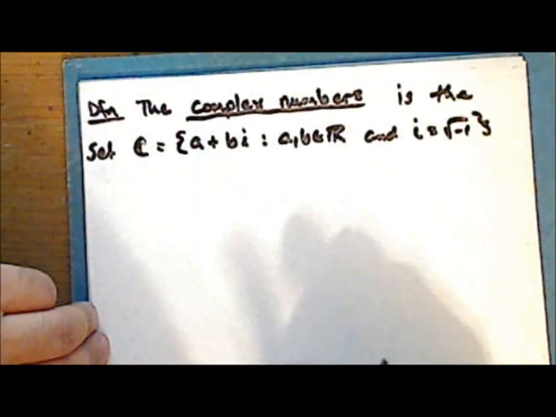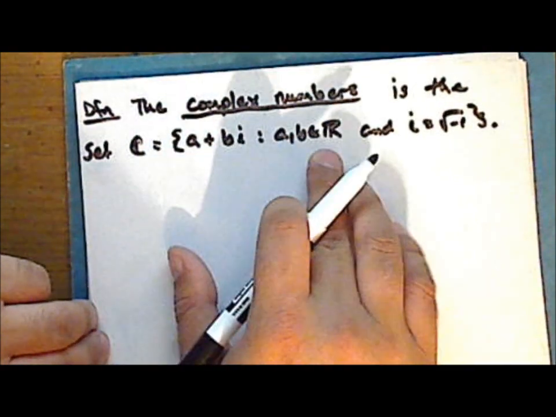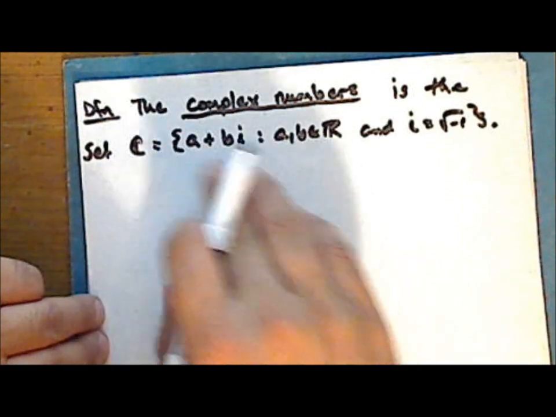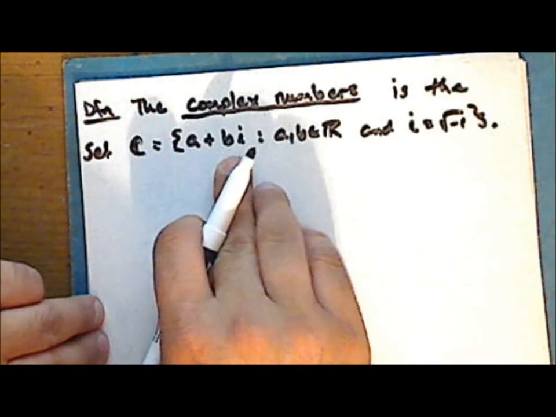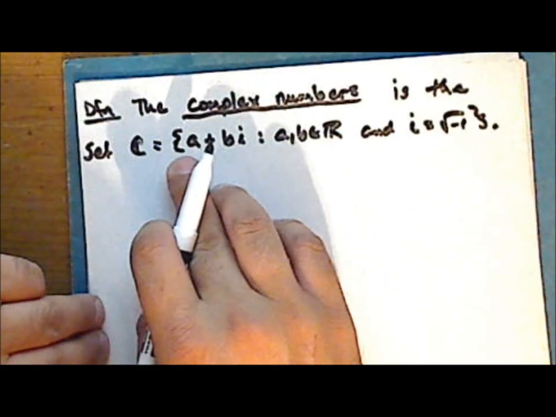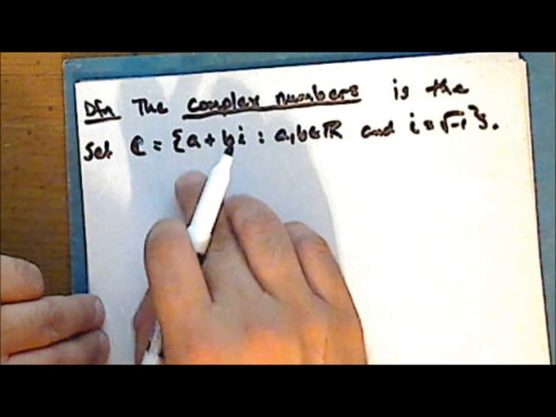And so the real numbers are a subset of the complex numbers. For instance, if we allow the number b to be 0, then we have some real number a, plus 0 times i, and so we have a real number.